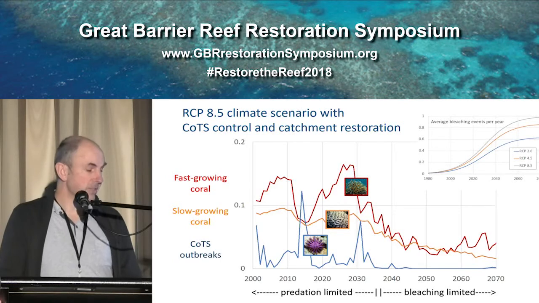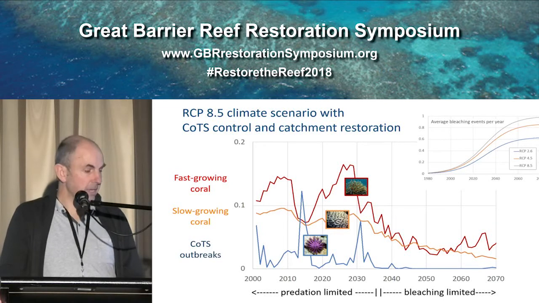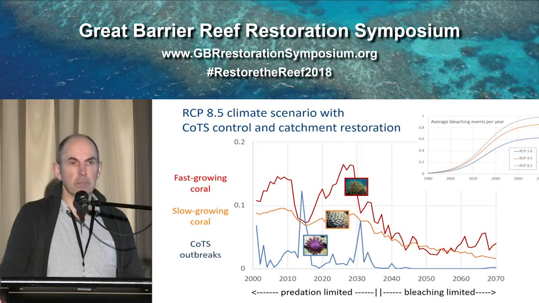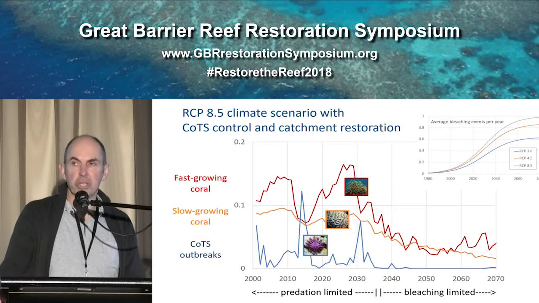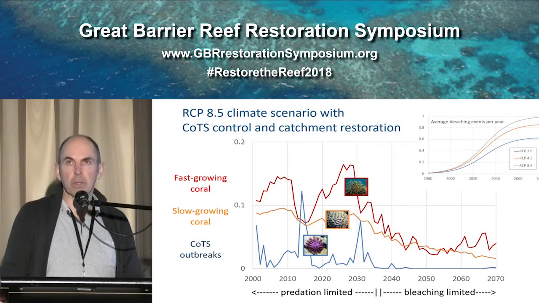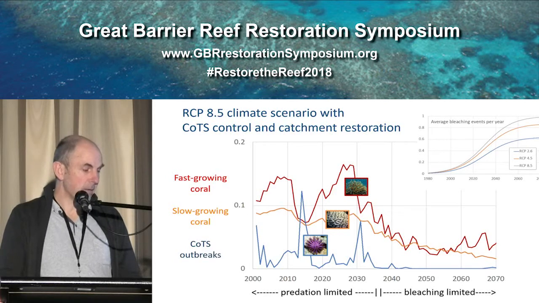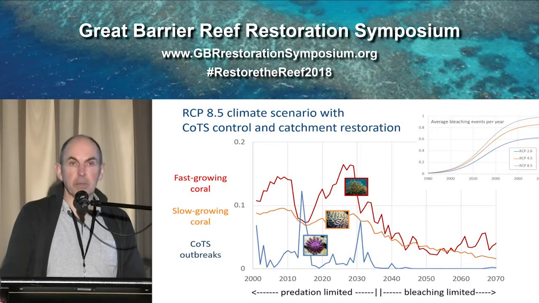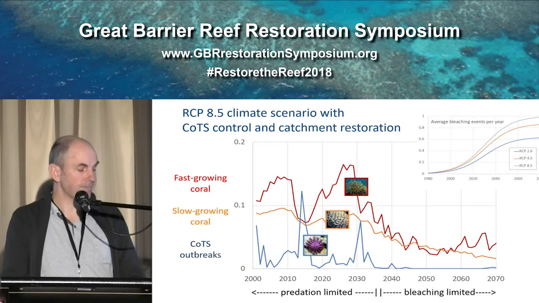So I'll move straight to the results with that brief summary of the model. What you can see here is a scenario in which we've applied forcing going forward. The main change being applied is in terms of the frequency and the distribution of bleaching. There are other things too: higher category tropical cyclones are more frequent as well. The diagram on the top right indicates the range of scenarios that we're looking at, which correspond to the RCP climate scenarios, at least in a broad way.